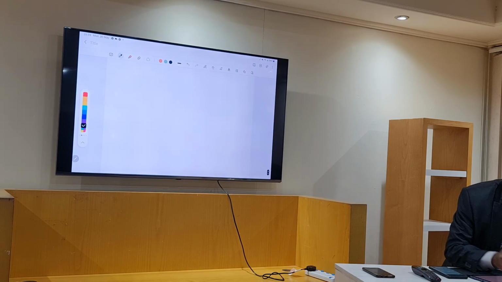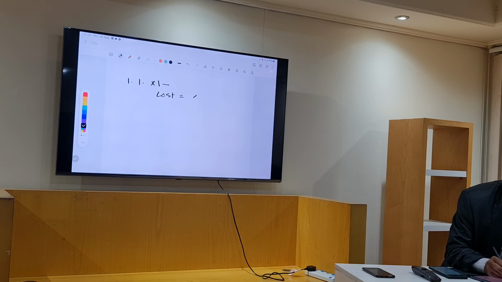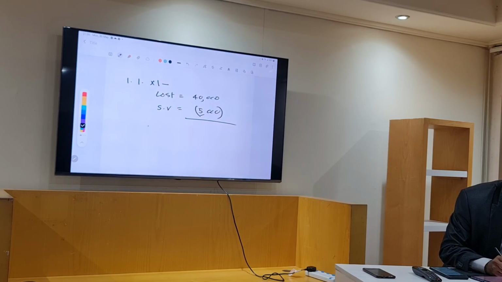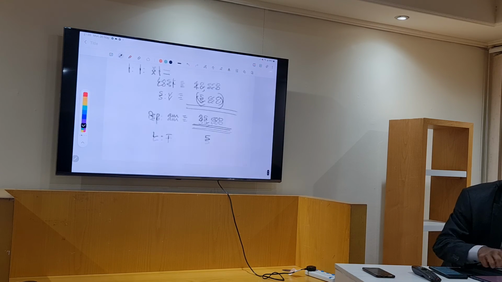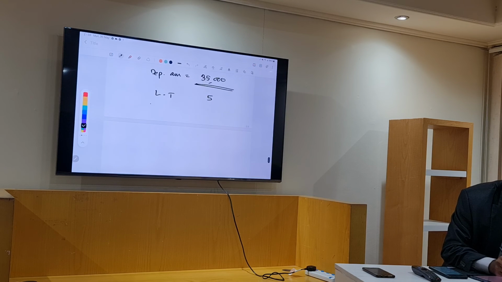See, 1 1 x1. My cost is 40,000, scrap value 5,000. We call the difference the depreciable amount, 35,000. Lifetime 5 years, so per year depreciation is 7,000: 35,000 divided by 5 gives you 7,000. You understood this?